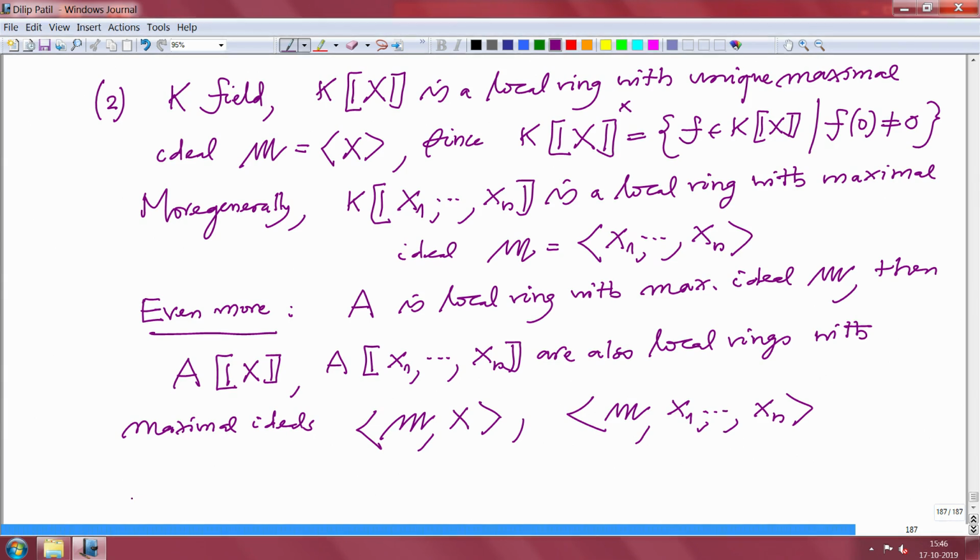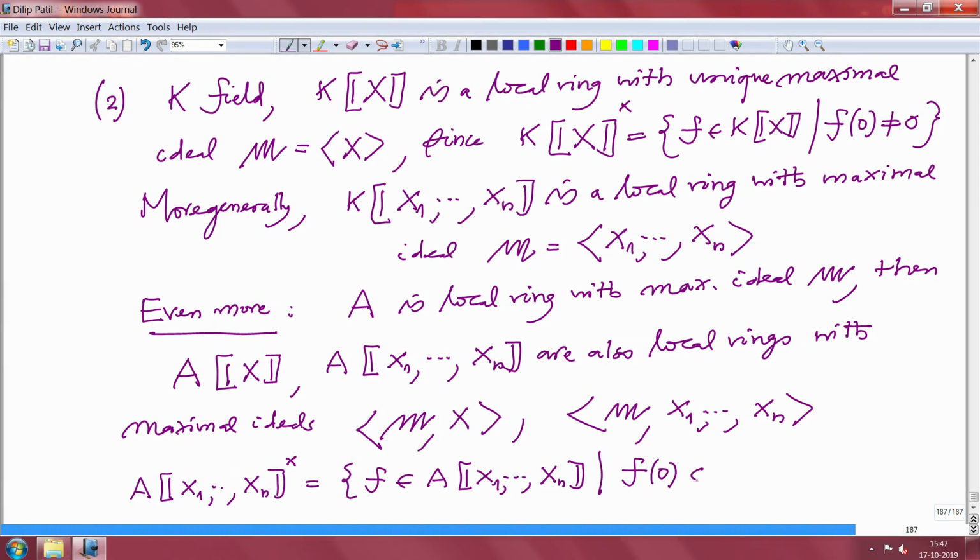If I want to take the units of this ring, I will write the several variable case directly. This is precisely all those power series f in several variables such that f of 0 belongs to A cross. This is very easy to check. I will not check this, but it is like solving equations, and we do not have to worry because we are in a power series case.